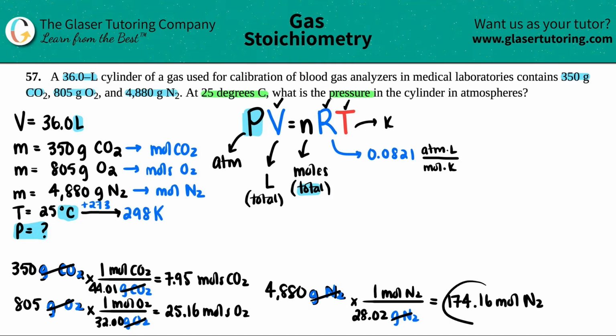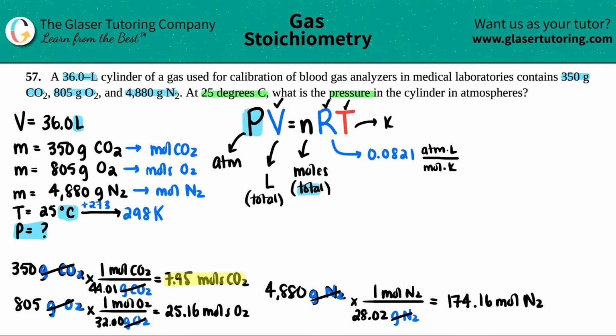Mainly, the reason why we have so many moles of N2, for anyone that's wondering, is because air is mostly contained of nitrogen gas. So that's why there's way more nitrogen than there is carbon dioxide and oxygen. But the main point is that we just found out the moles.